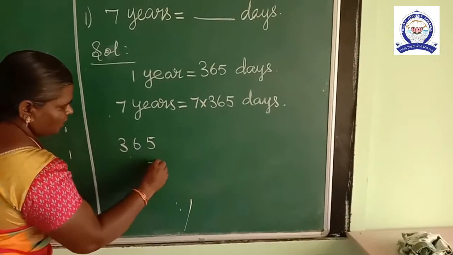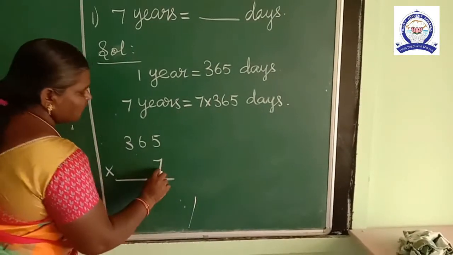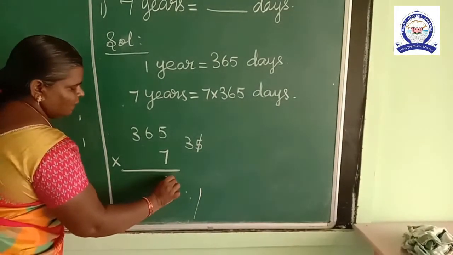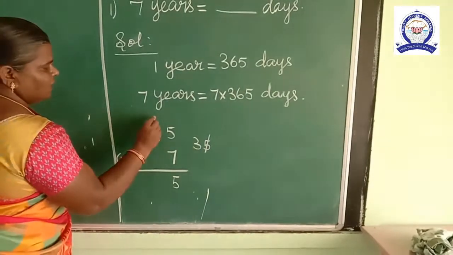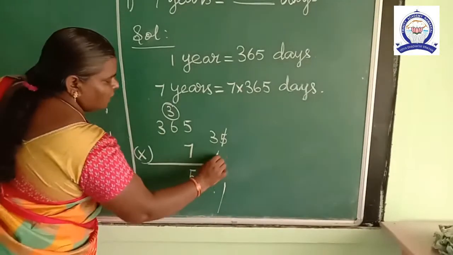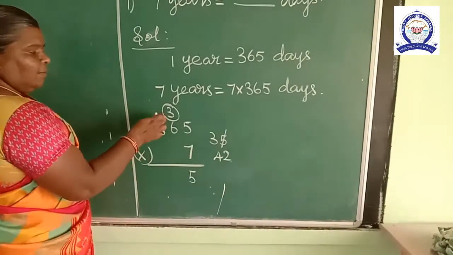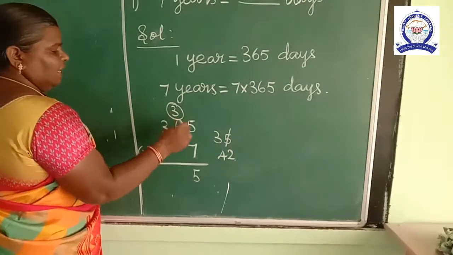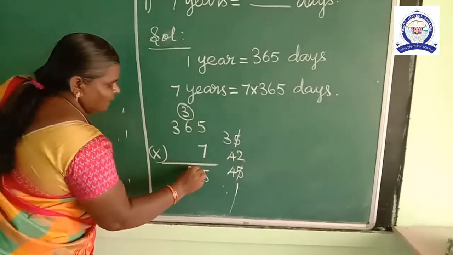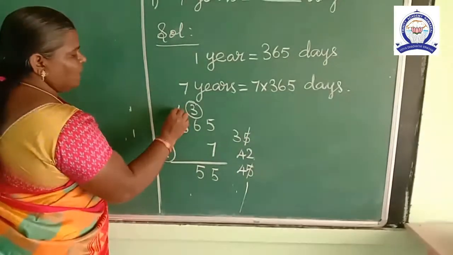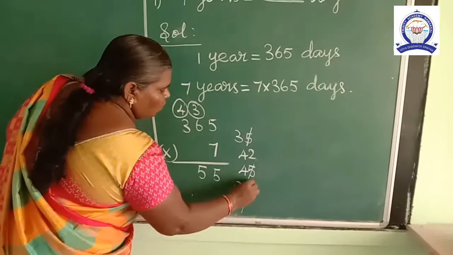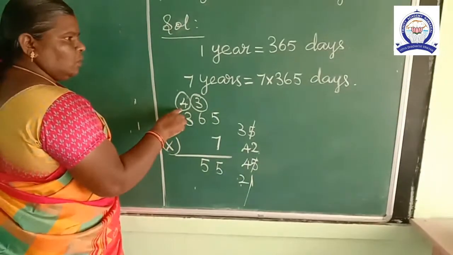365 into 7. 7 5s are 35. You write 5 only in one's place. 3 is carrying over in tens place. 7 6s are 42. You add plus 3. 42 plus 3, 45. 5 only write in tens place. 4 is carrying over in hundreds place. 3 7s are 21. 21 plus 4, 25.